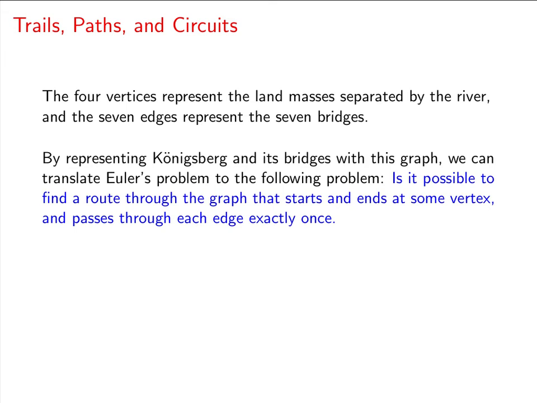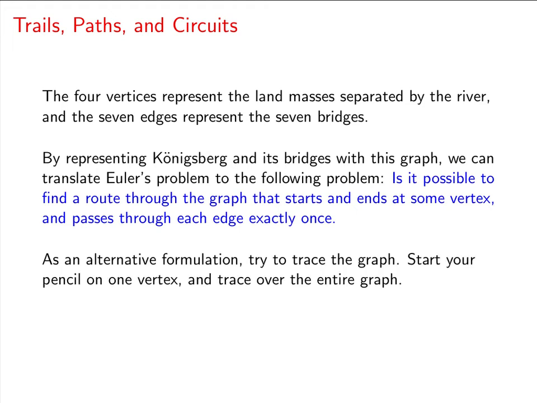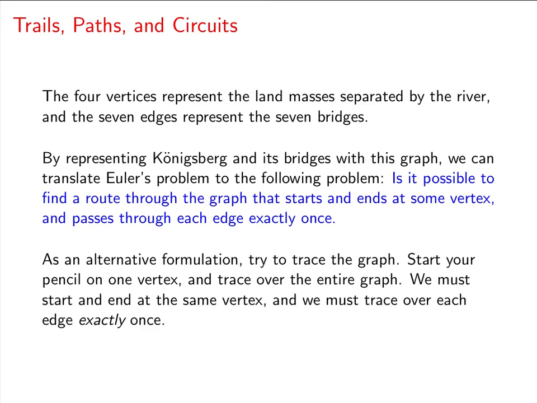Is it possible to find a route through the graph that starts and ends at some vertex and passes through each edge exactly once? As an alternative formulation, we could say try to trace the graph. Start your pencil on one vertex and trace over the entire graph. We must start and end at the same vertex, and we must trace over each edge exactly once.